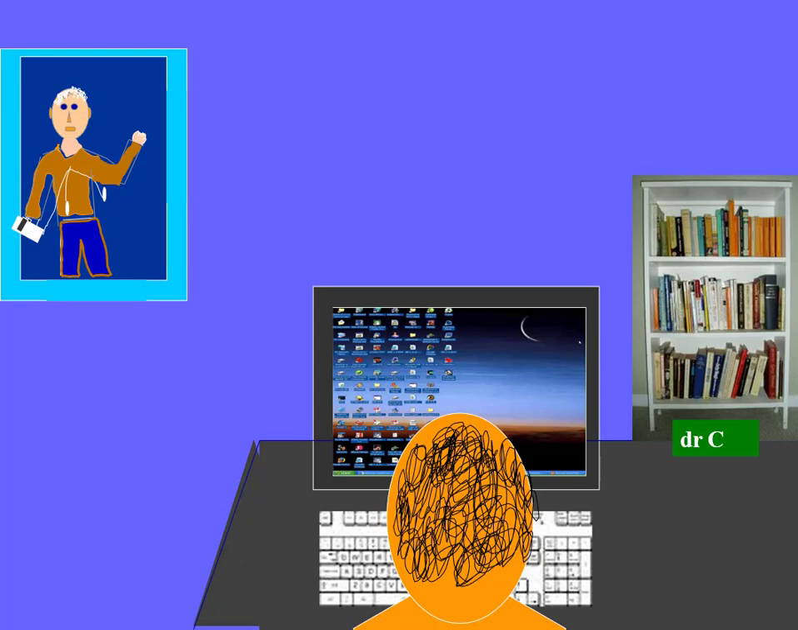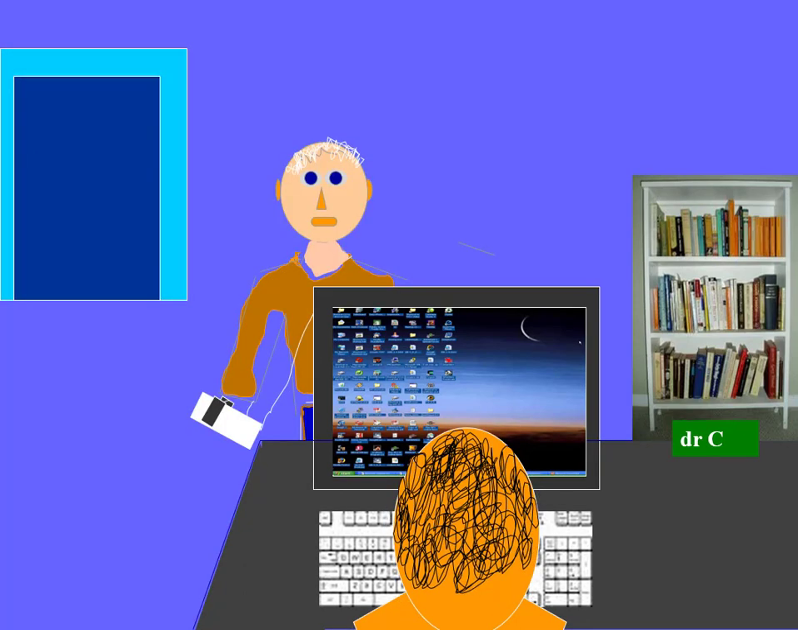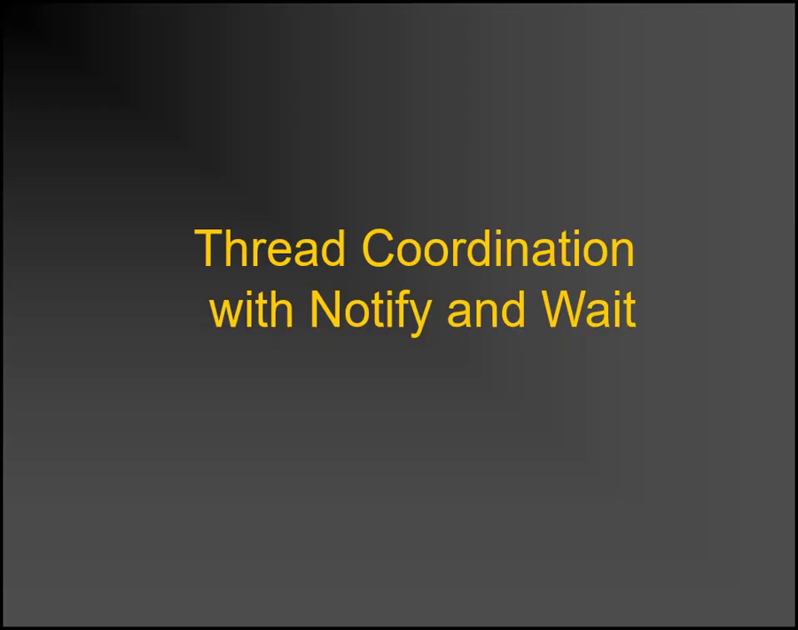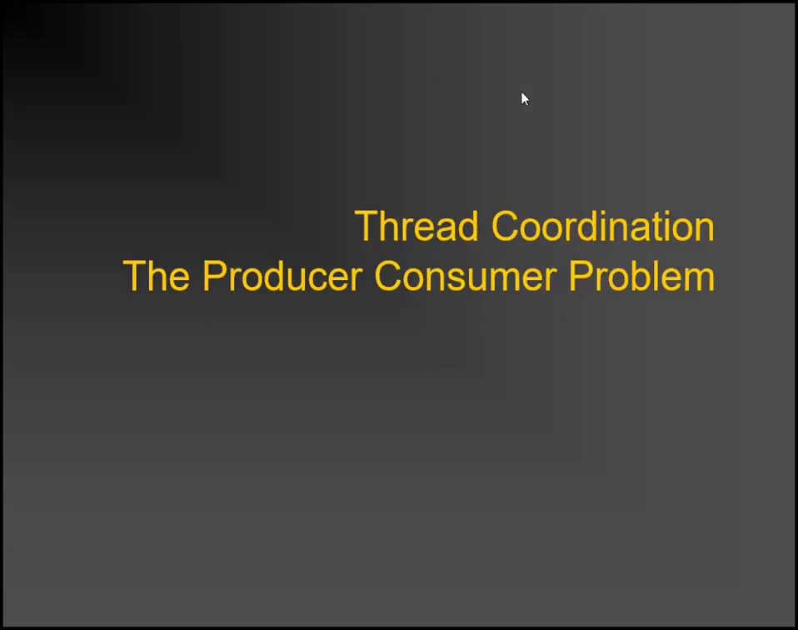I don't know. Well, come on in. Let's have a look at what you got. And let me show you some stuff that I have put together about thread coordination that might help. So do you want to look at thread coordination with notify and wait? Well, I was using notify, and my thread seemed to be waiting forever. Well, I think maybe your problem is something called the producer-consumer problem. And here's how it works.